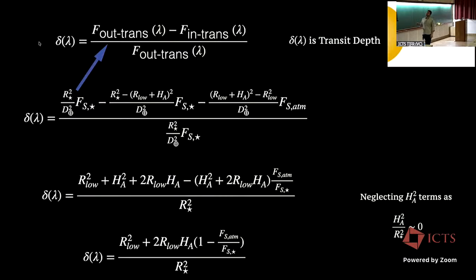First is the out of transit flux, when the planet is not in front of the star. So basically now we are in this geometry. Suppose the planet is somewhere here, not in front of the star. Remember, our measurement is happening at Earth or at JWST, which is near Earth essentially.